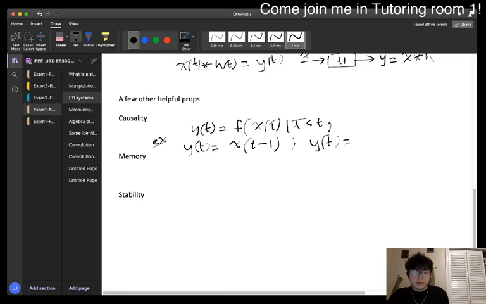So this one's causal because t minus 1 is always going to be less than t. So this system is causal, but this one is not, even though it looks pretty similar, t plus 1, because t plus 1 is a future value. If we picked a specific value of t, so y of 0, then y of 0 would depend on x of 1, which is bigger than 0. So this depends on the future. So this one's causal, this one is not causal.